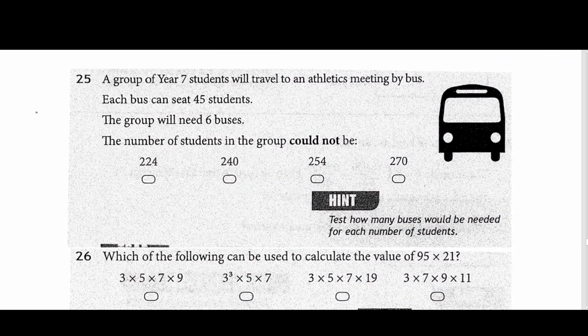A group of Year 7 students will travel to an athletics meeting by bus. Each bus can seat 45 students. The group will need 6 buses. The number of students in the group could not be. Let's have a look. Each bus can seat 45 students and the group will need 6 buses. Okay, so 45 times 6 gives us 270.